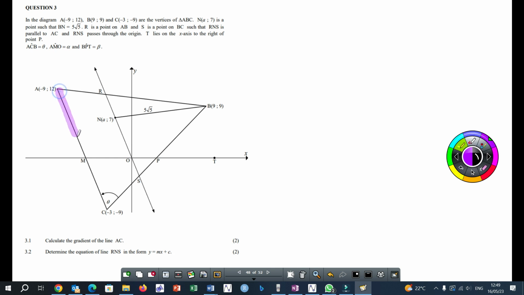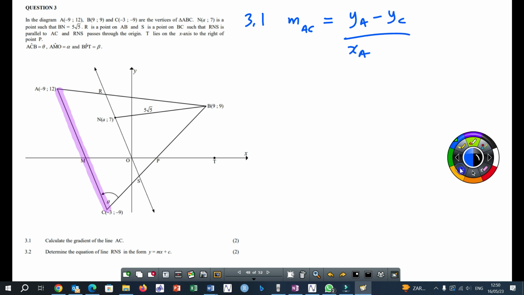So AC is this line. That's AC. Okay? So on that line, we are given the coordinates of A, the coordinates of C. That's grade 9. Okay? So let's find the gradient. So 3.1, the gradient of AC, which we can write as MAC. So MAC is equal to YA minus YC over XA minus XC.